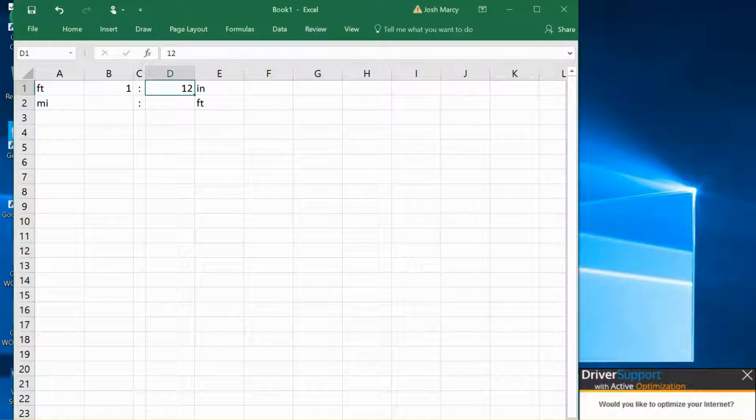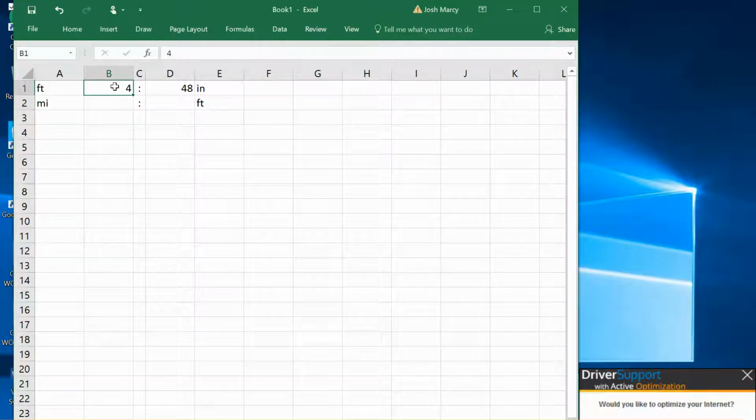So instead of just typing in 12, I can have Excel do the work. We type in equal and then click cell B1 because that's where my feet are coming from, and then hit star for multiply 12. The reason we do that is because I know every 1 foot is 12 inches, so I'm telling it to take that cell multiplied by 12. The perk in that is now I could say, how many inches are in 4 feet? Hit enter. It changes that cell D1 to 48 inches.